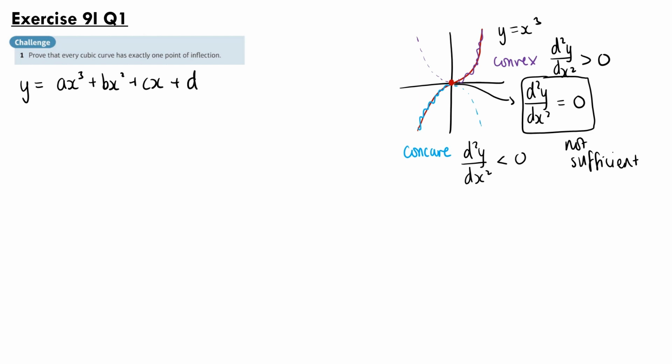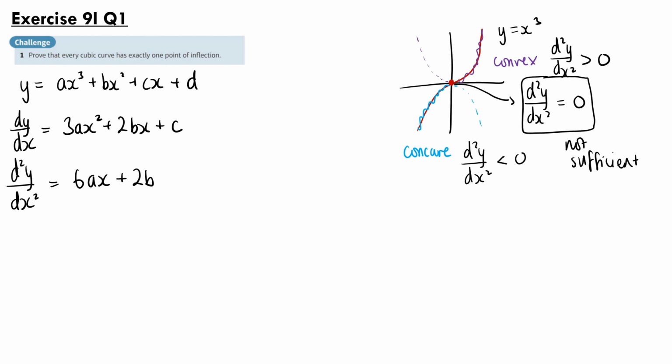And then let's differentiate this twice. So first we have dy by dx being equal to 3ax squared plus 2bx plus c. And then the second derivative is going to be 6ax plus 2b. And we know this has to be equal to 0. So we've got that x is equal to negative 2b over 6a, or just minus b over 3a. Okay, and that is the x-coordinate of the 1 point of inflection, but we've got to check that it is actually a point of inflection for all cubic curves.